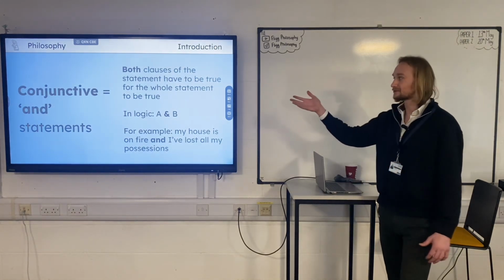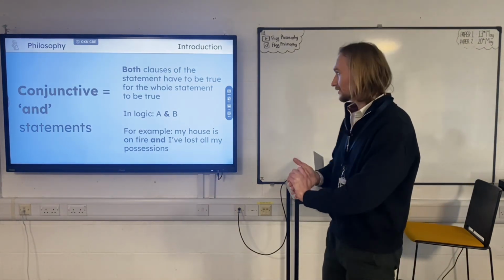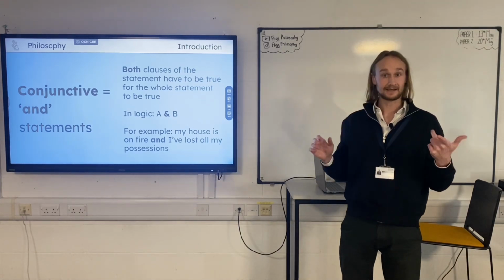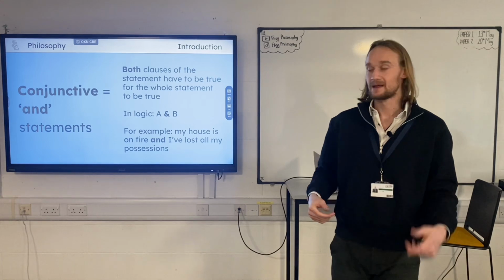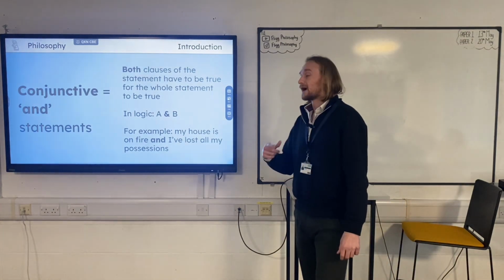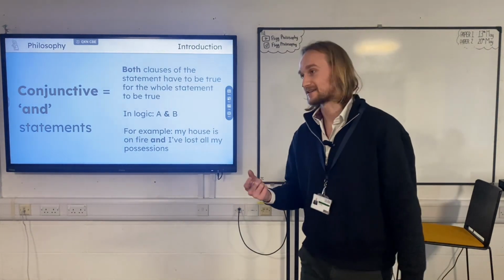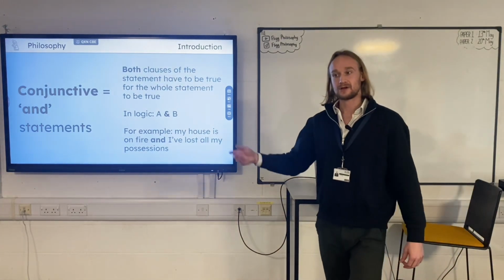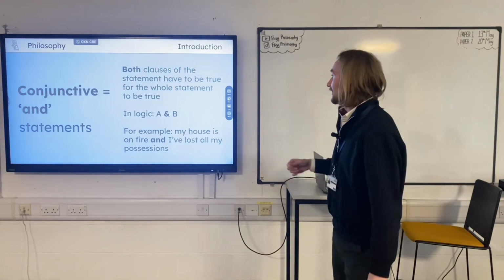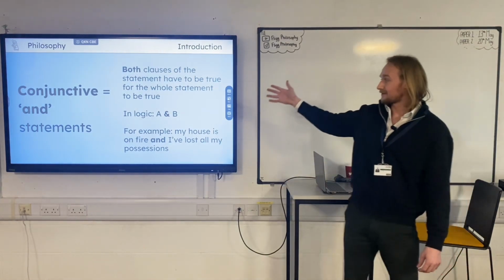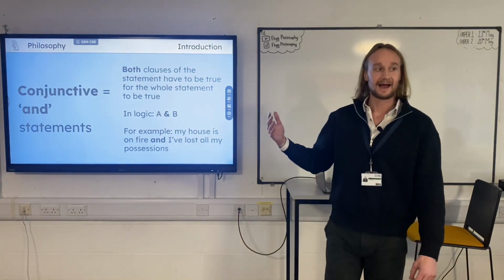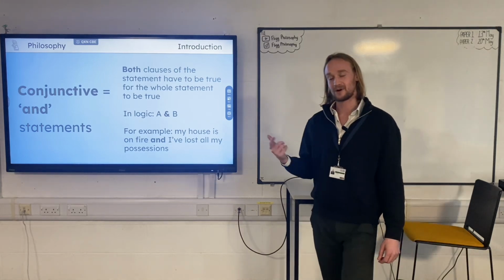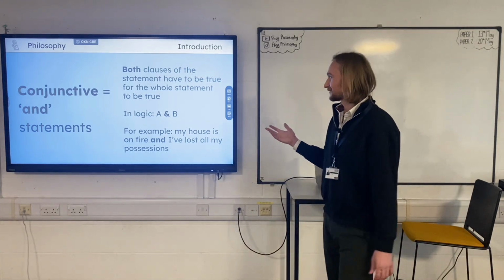So firstly, conjunctives are and statements. So any statement in logic has a clause, which is what you're actually stating. So it's the proposition. And you have the connective. So it's the clause and the connective makes the statement. So with an and statement or a conjunctive statement, you have two clauses with the connective and. So for a conjunctive statement to be true, it has to have two clauses that are both true. So both clauses have to be true for the statement to be true.